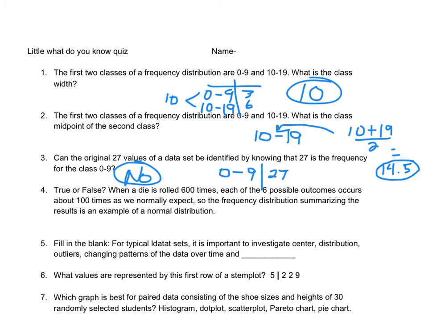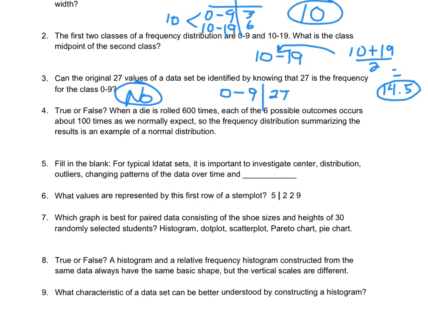Okay, moving on to number four. True or false: when a die is rolled 600 times, each of the 6 possible outcomes occurs about 100 times, as we normally expect. Well, that part's true. The second part is not: so the frequency distribution summarizing the results is an example of a normal distribution. I'm going to draw a histogram of the results, which is essentially the graphical representation of a frequency distribution.